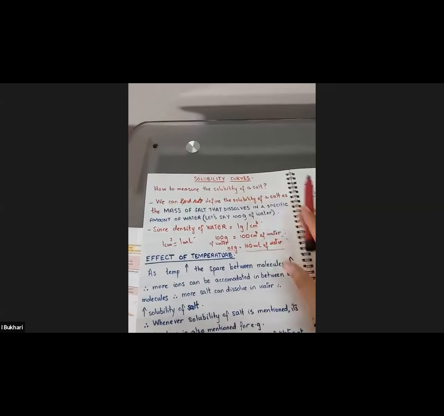Okay, now once you understand that, let's move on to the solubility curves. Again, this is the same picture on page 204. You can look at your books if you have. Otherwise, I am sharing my screen. This is the solubility curve. They have chosen 3 salts: potassium nitrate, potassium chloride, and sodium chloride.